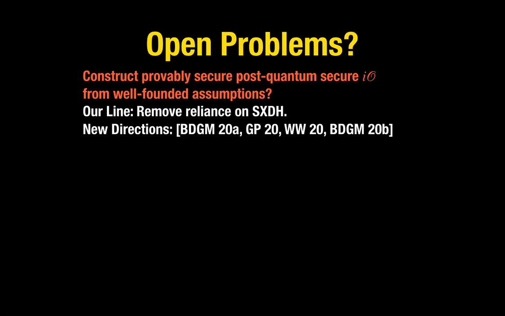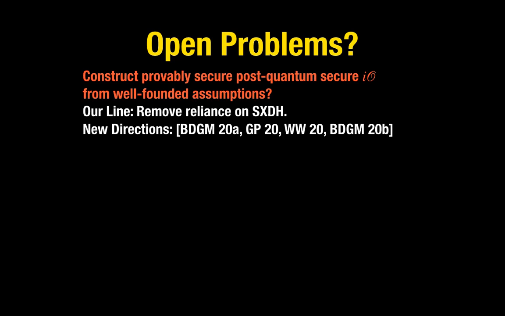So now let me just give you a few major open problems. One of the main open problems, according to us, is how to construct provably secure post-quantum secure IO from well-founded assumptions. Which in particular will mean that for our line of work, we'll have to remove this reliance on the bilinear map assumption SXDH, because that's the only primitive, the bilinear map, that is known to be post-quantum broken. Okay, all the 3 other assumptions are plausibly post-quantum. So that's the only thing we need to do.